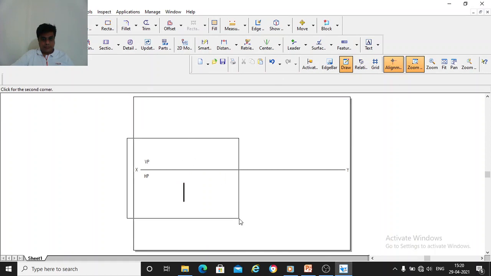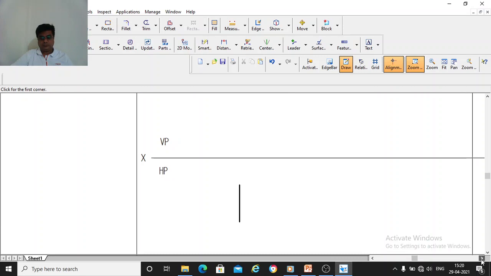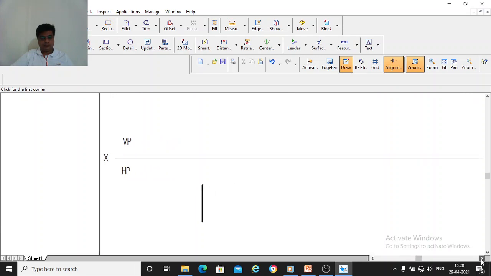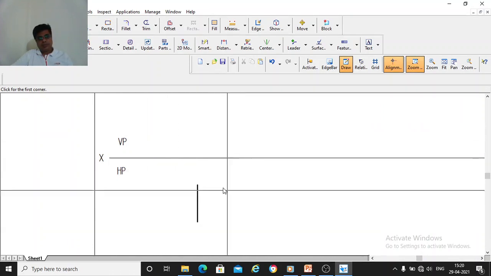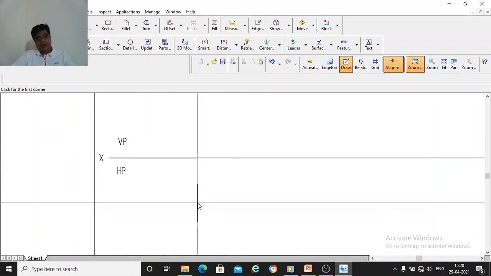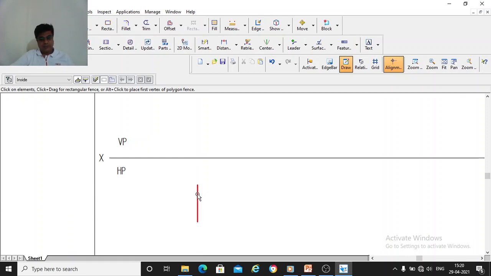I'll just zoom it for your understanding. This is the XY line, this is VP, this is HP. In the HP, I am drawing the triangular lamina now. In the top view, the lamina looks regular size. So the size of the lamina is a 25 mm edge. Similarly, this is one edge. So you continue and finish the triangular lamina now.